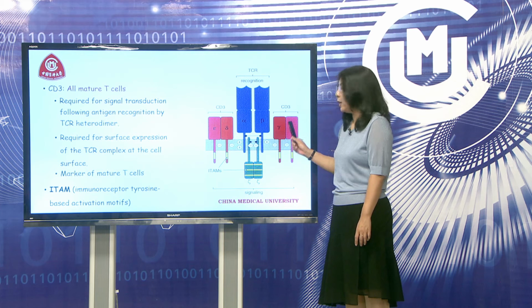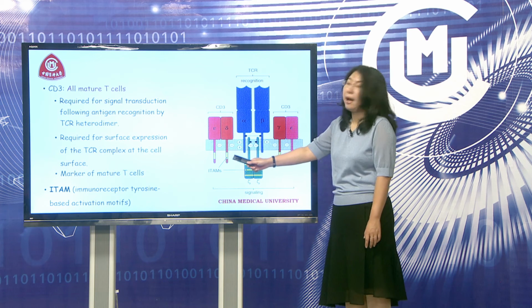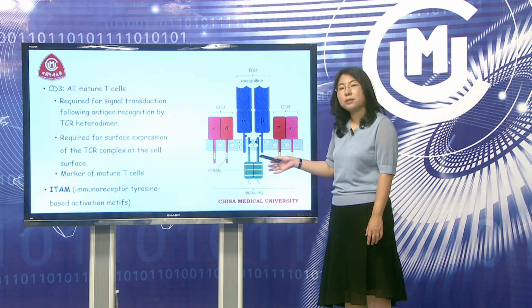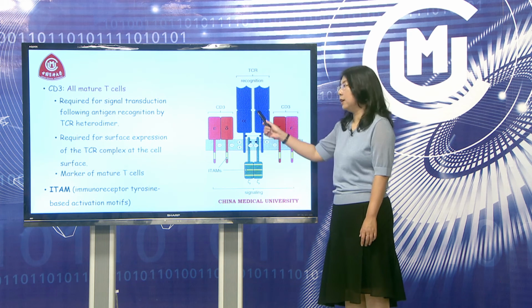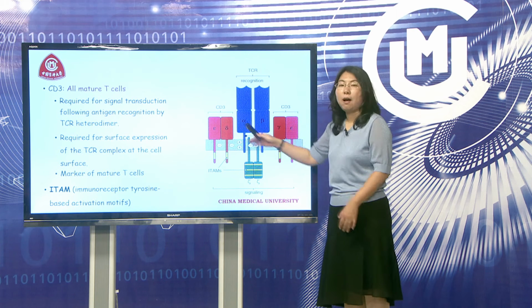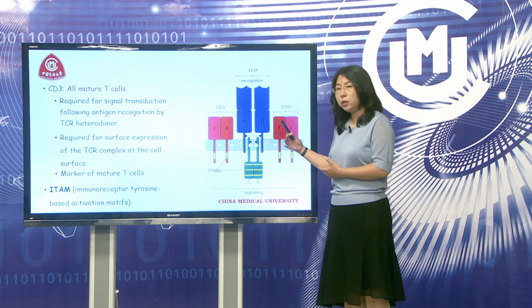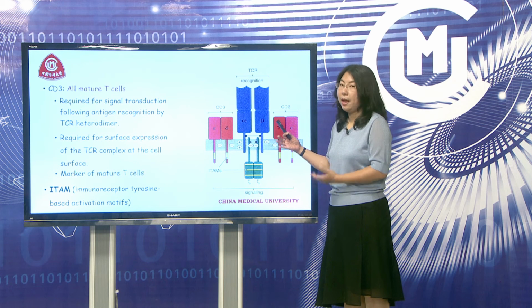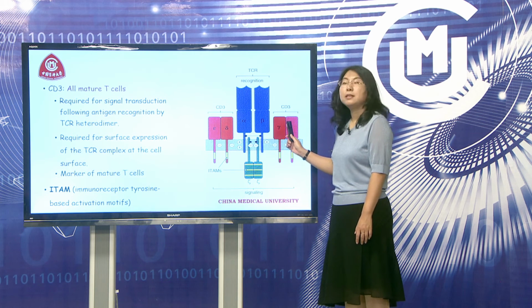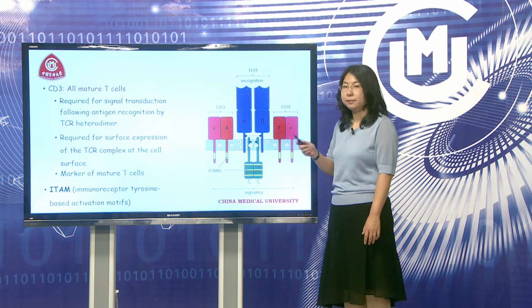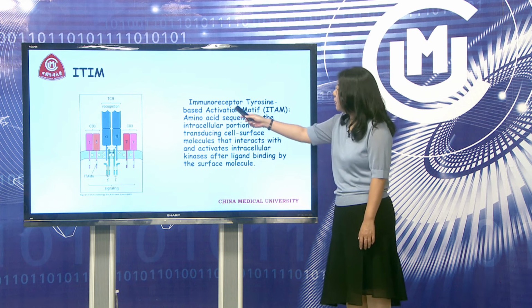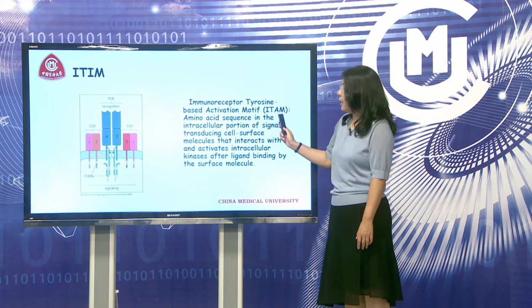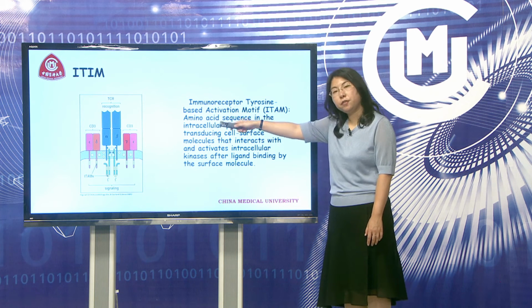This CD3 has a structure we call ITAM, the immunoreceptor tyrosine-based activation motif. This motif will transfer the antigen signal. And CD3 is expressed on all mature T cells. If we want to know how many T cells one person has, we recognize this CD3 molecule. So CD3 is the marker for mature T cells. Here we introduced the ITAM, which helps the T cell transfer the antigen signal.